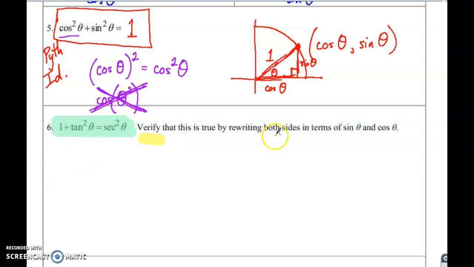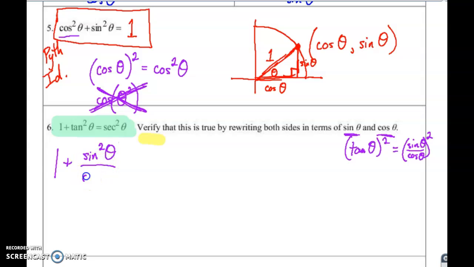Okay, so what we typically do is we rewrite everything with sines and cosines. So 1 is already 1. Tangent squared, well, think of it this way. Let me write this off to the side. If tangent of theta is being squared, that means the same thing as sine over cosine being squared. And you should know at this point, and if you don't, we can talk about it, that you just square each piece. So tangent squared is equal to sine squared over cosine squared.